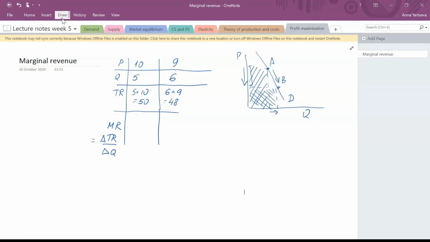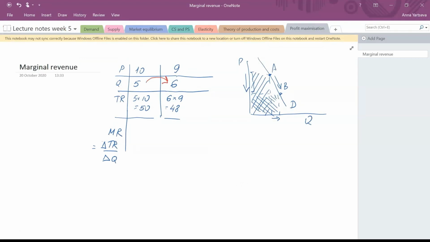So how can we calculate this? When quantity increases from 5 to 6, total revenue decreases from 50 to 48. So change in total revenue is equal to 48 minus 50, new value minus old value, minus 2. Divided by change in quantity. Change in quantity is new quantity, 6, minus old quantity, 5.